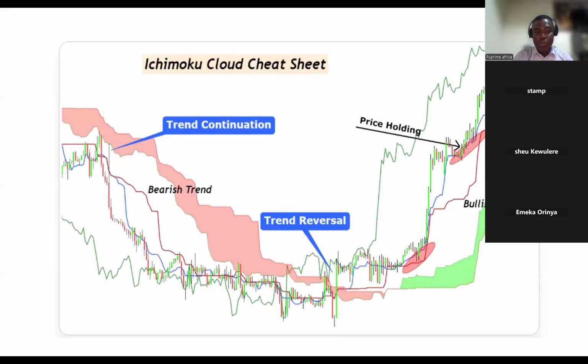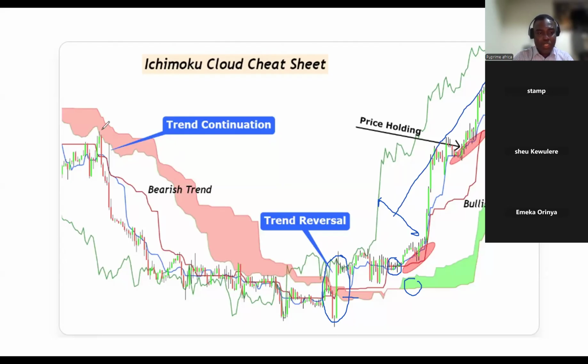So this is the Ichimoku cheat sheet, just a summary of everything we've done so far. Again, for a trend reversal, you can see there was a sharp reversal candlestick pattern. The cloud changed from bearish to bullish. The fast moving average crosses above the slow moving average. The lagging span is far from the price, and you can see price kept trending higher in a trend reversal.